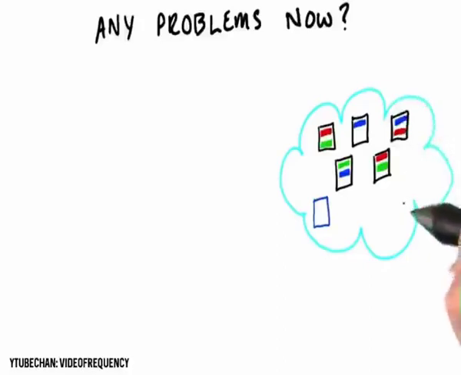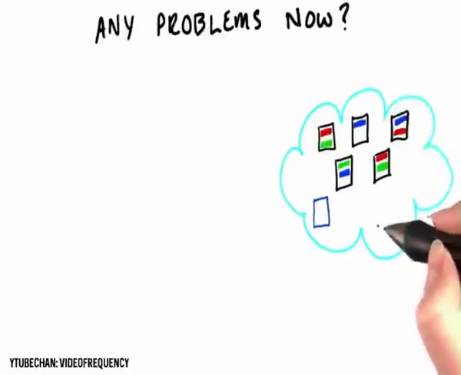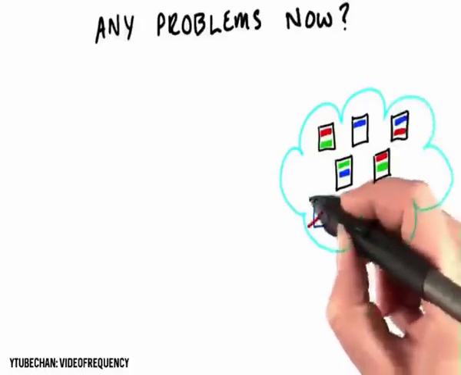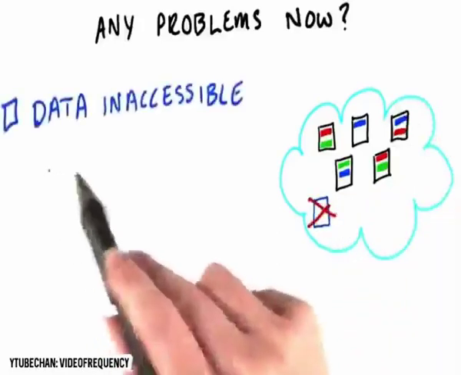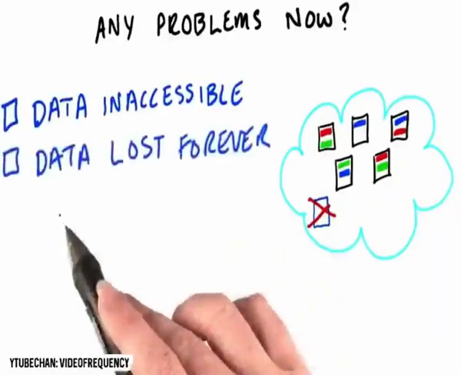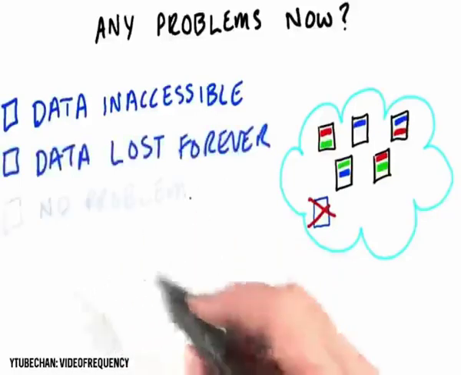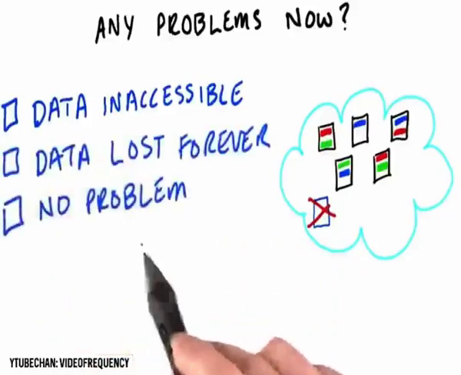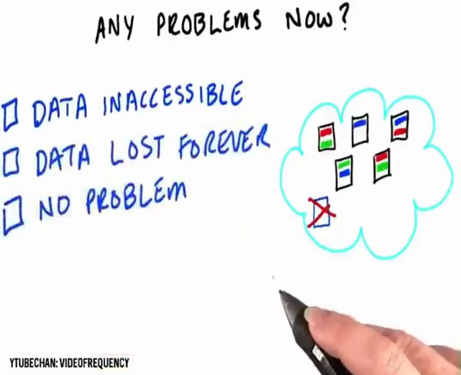But there's another obvious single point of failure here. What happens if the name node has a hardware problem? Might the data be inaccessible? Or is the data in HDFS lost forever? Or is everything fine and there's no problem? It depends on the kind of failure.